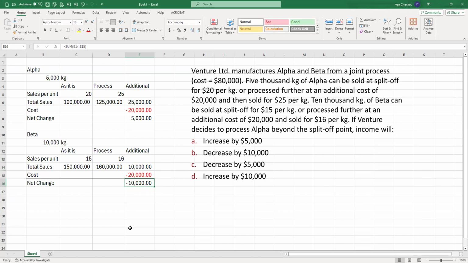No, Professor. Why? Because the cost of processing is higher than the profit. It's more than the additional sales or additional income that we're going to generate. Yes, Professor. In this case, additional revenue, not income. Okay, great.